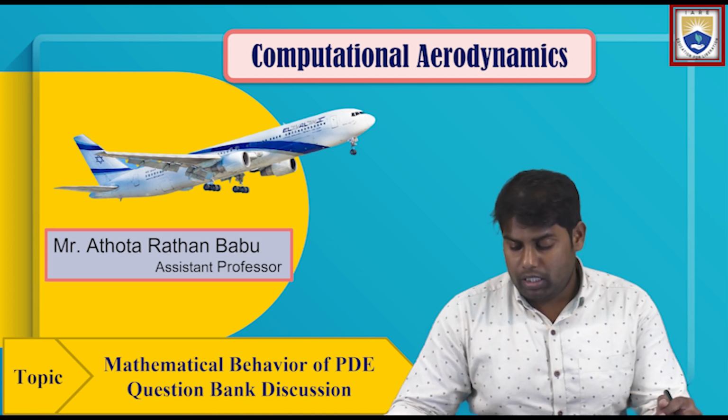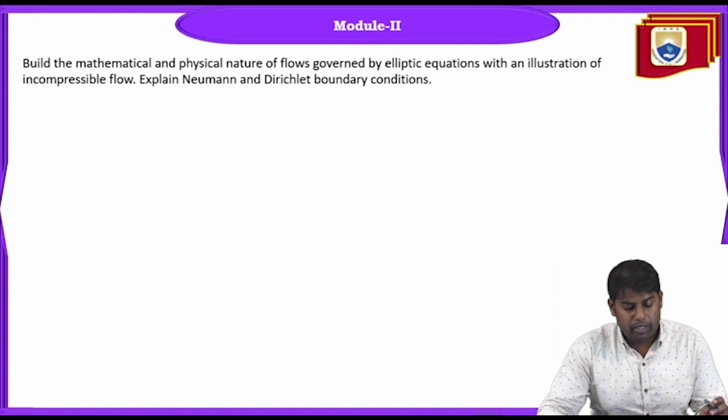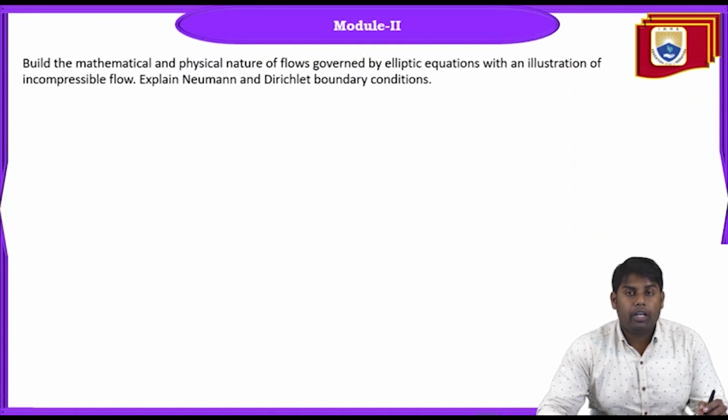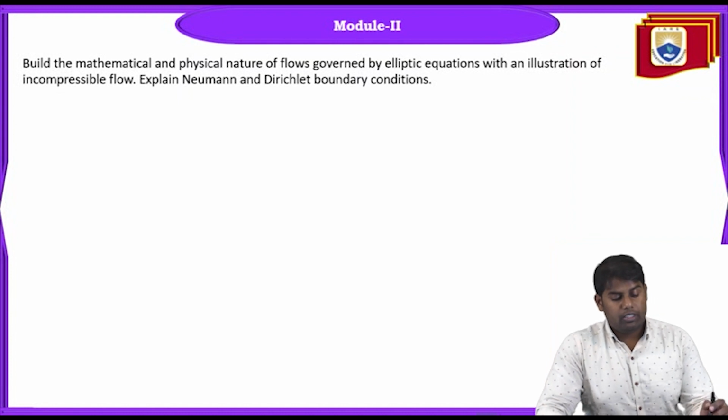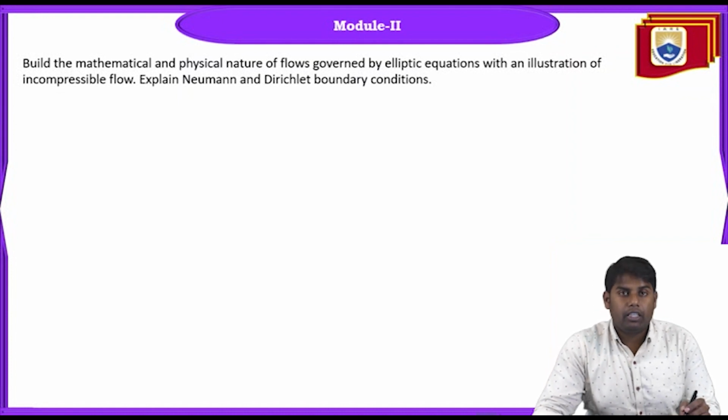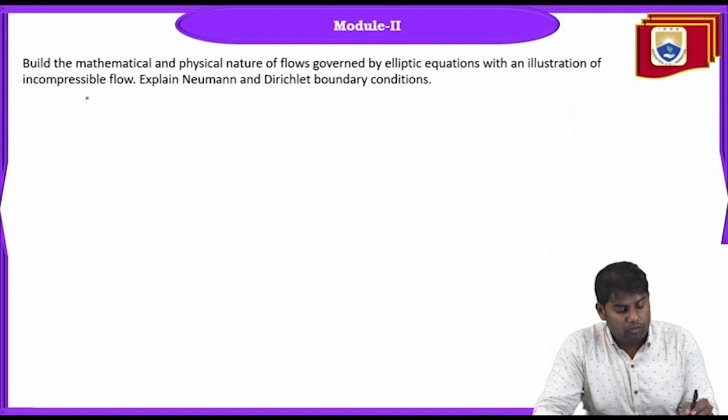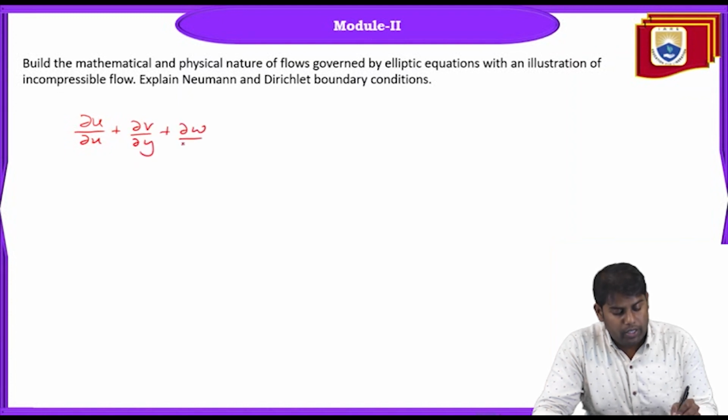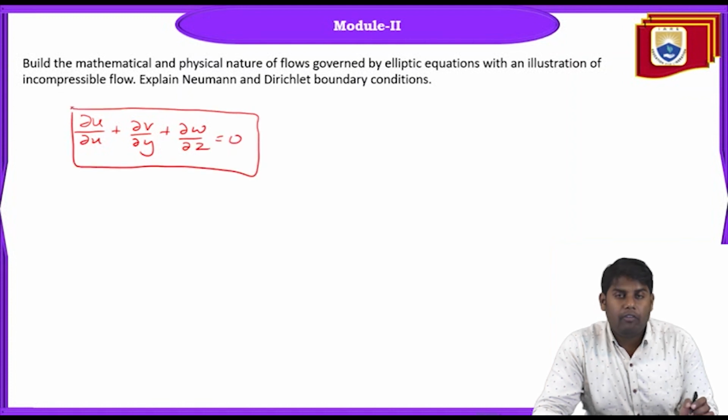So let us see what is the question. Build the mathematical and physical nature of flows governed by elliptic equations with an illustration of incompressible flow. Explain Neumann and Dirichlet boundary conditions. Okay. First, basically, whatever governing equations we have, we have the continuity equation, which is dou u by dou x plus dou v by dou y plus dou w by dou z is equal to 0, which is coming for incompressible flow.